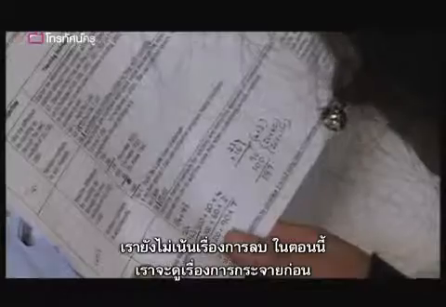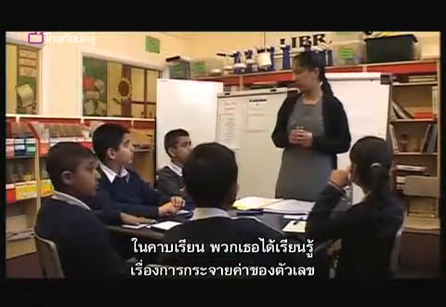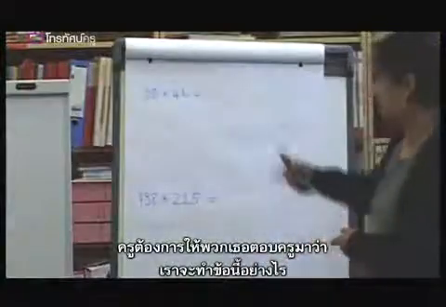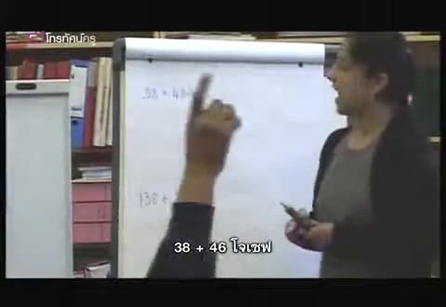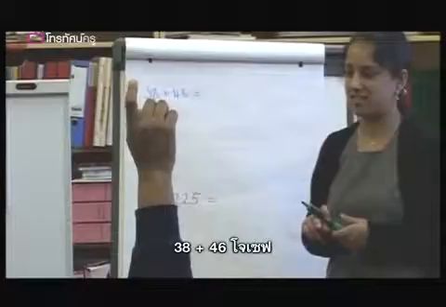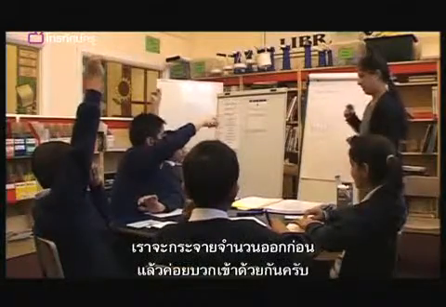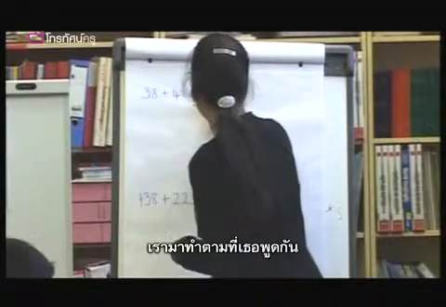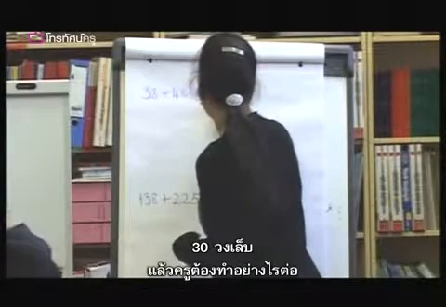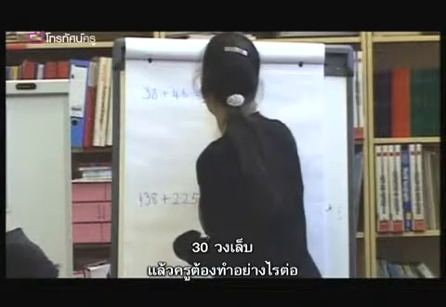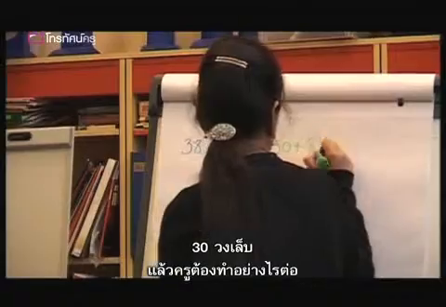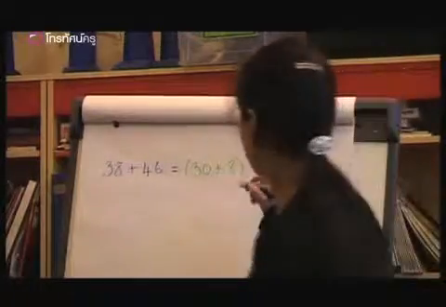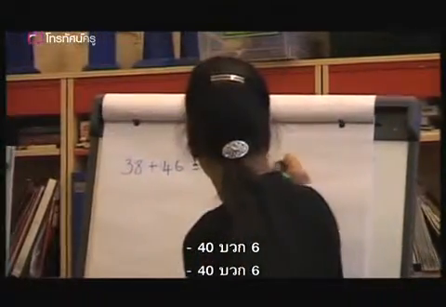We're focusing on that. In class, you've been looking at partitioning. I want you to tell me how to do this one. 38 add 46. Janzib. You can break the numbers up and add them all together. Okay, let's do that first. 30, bracket. And then what do I need to do? 46. 40, add 6.